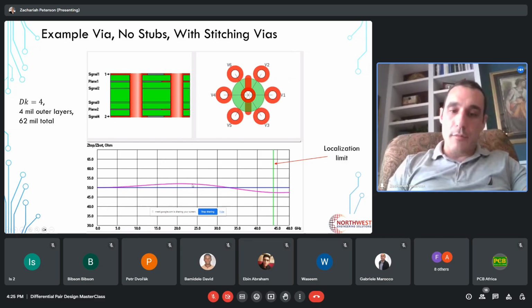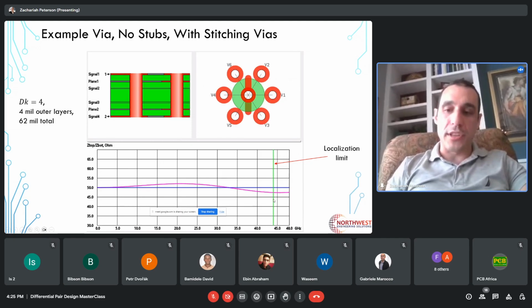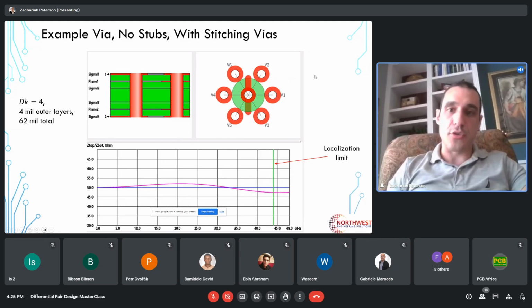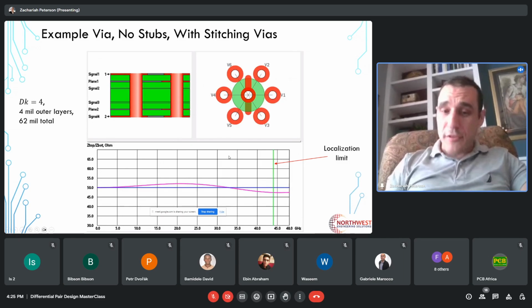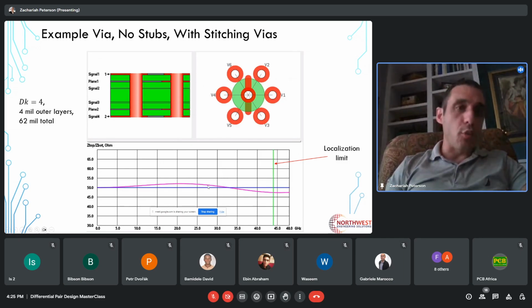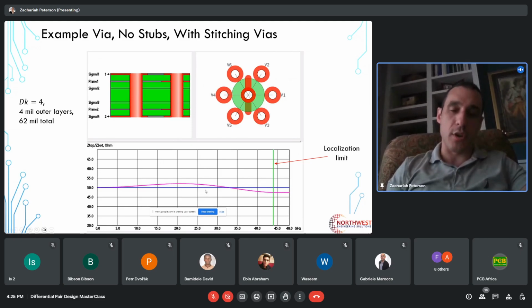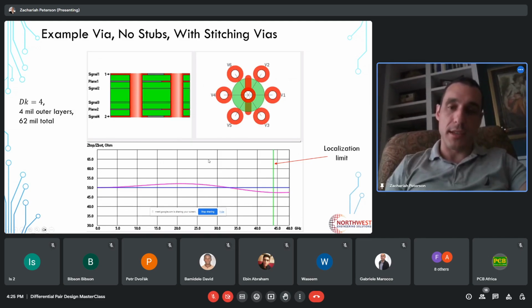Then you can see here that we get this nice smooth line all the way out to about 44 gigahertz bandwidth limit. And at about 44 gigahertz, it starts to radiate. So this type of interconnect would be totally acceptable for a 112G PAM4 signal, because 112G PAM4 has its Nyquist frequency at 26 gigahertz. So we at least need to maintain flat impedance up to that Nyquist frequency.